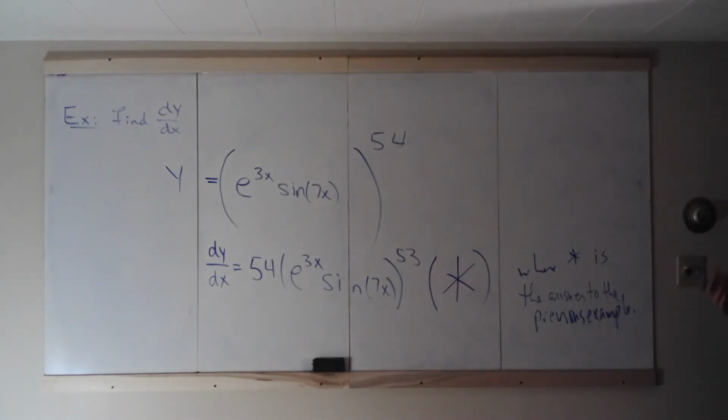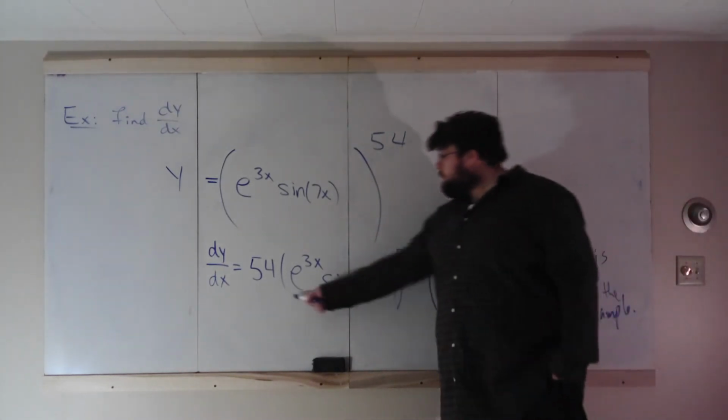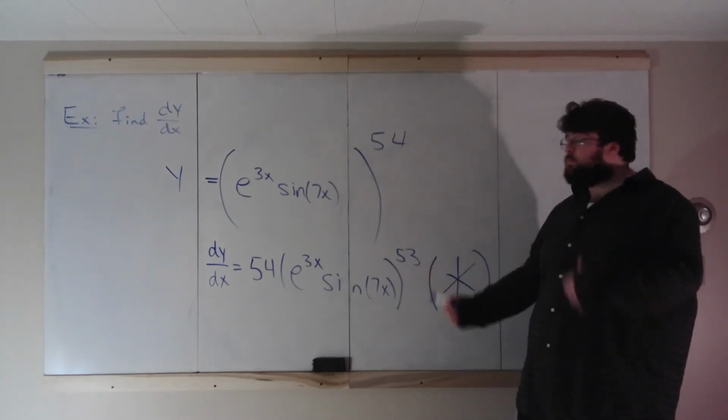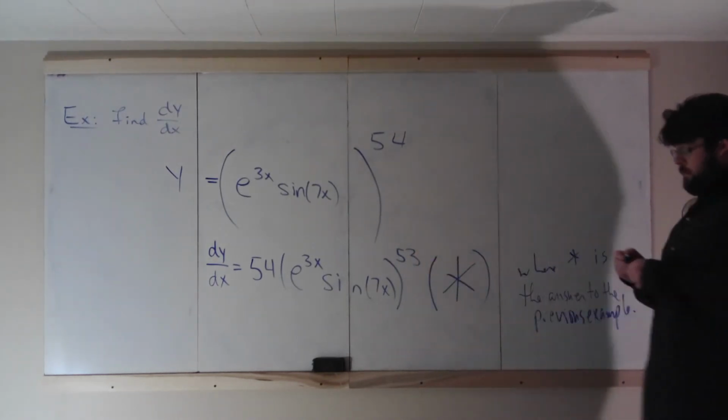Star is the answer to the previous example, because star is just the derivative of this inside piece, which we did in the previous example.